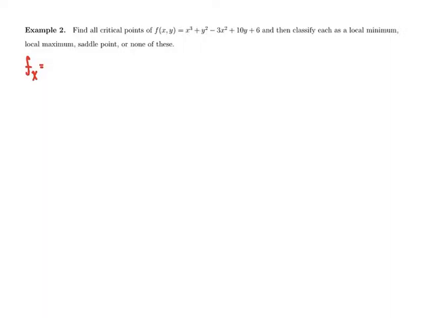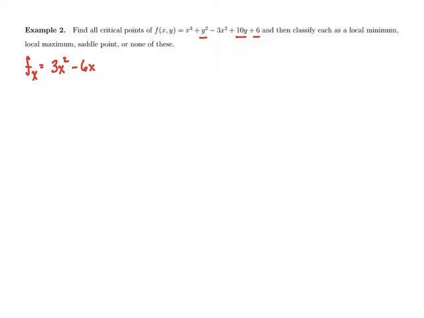So this y squared is a constant, this 10y is a constant, and the 6 is a constant, and everything else is just in terms of x. The derivative will be the derivative of x cubed, which is 3x squared, the derivative of a constant, which is 0, the derivative of negative 3x squared, which is minus 6x, and then everything else is 0.